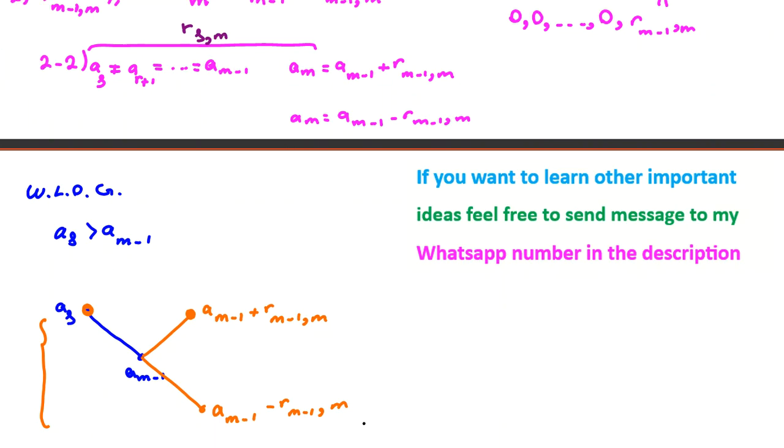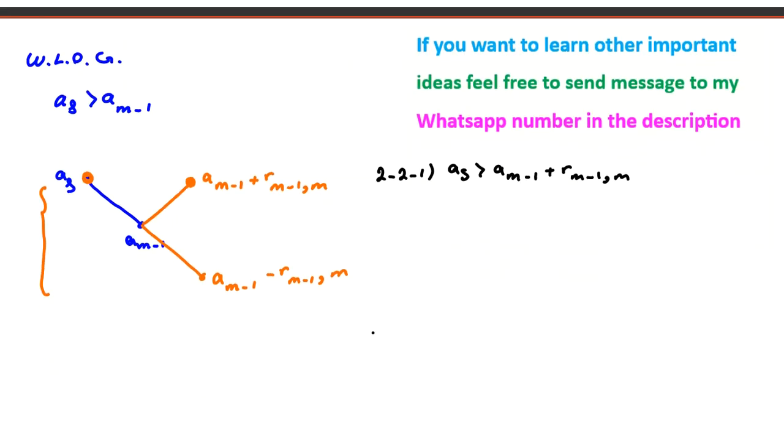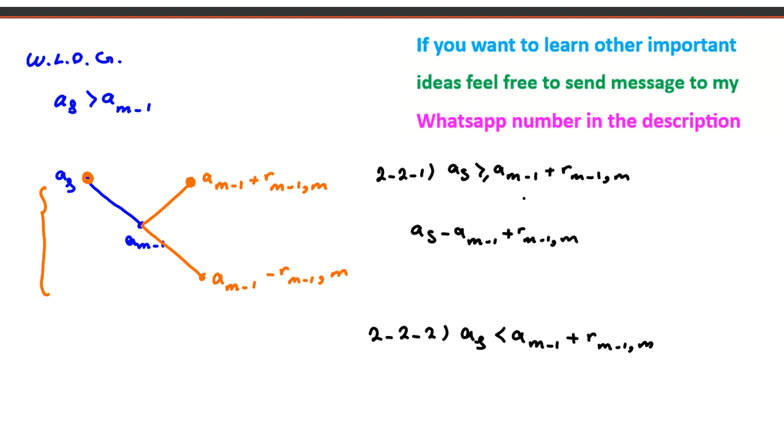Why? Because here I consider two cases. In case 221, suppose AS is greater than AM minus 1 plus RM minus 1M. In case 222, suppose AS is smaller than AM minus 1 plus RM minus 1. Now the difference here is what? AS minus AM minus 1 plus RM minus 1M. And the difference here is what? Because AS is greater than or equal to that, AS minus AM minus 1 minus RM minus 1M.